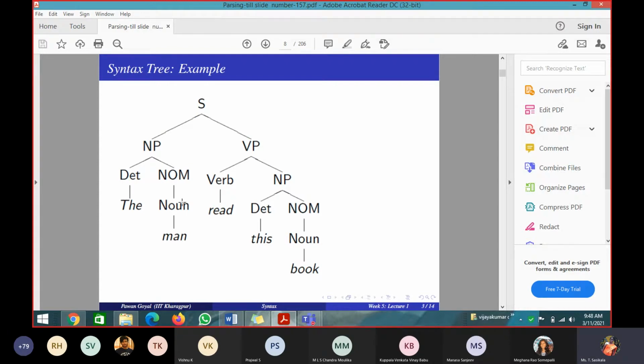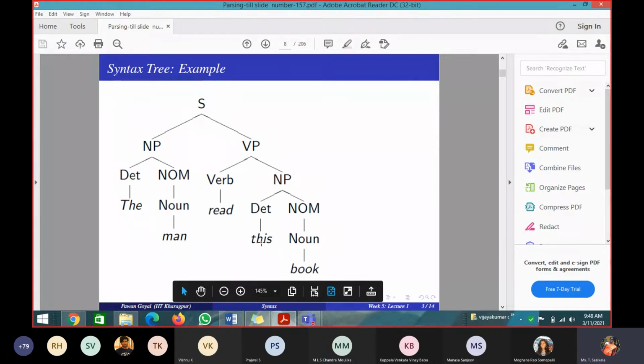So can you tell me what is the sentence here in this example? Don't think about how to draw the tree. Finally, you will be drawing this tree. Okay, that is the problem. Top-down parsing is there, bottom-up parsing is there.